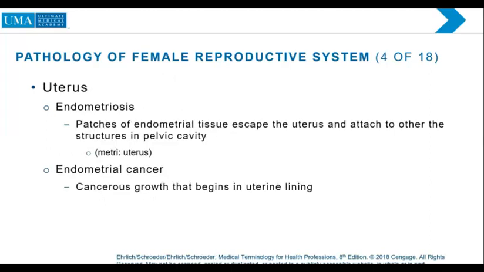The uterus. Endometriosis is patches of endometrial tissue which escapes the uterus and attaches to other structures in the pelvic cavity. Metri means uterus. Endometrial cancer is cancerous growth that begins in the uterine lining.